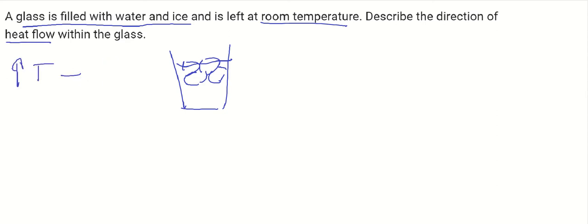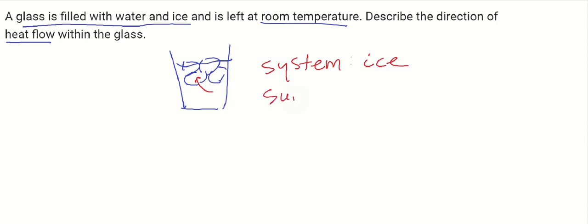That's a lot of arrows. In this case, if it's within the glass, the water liquid portion has a higher temperature than the ice cubes. So you could say heat flows from the liquid to the ice cube. So the system in this case would be the ice cubes, ice, and the surroundings would be the liquid water.